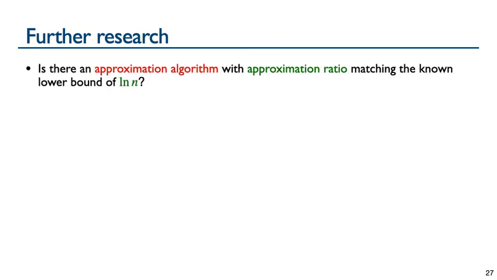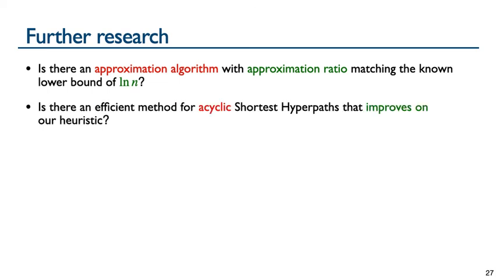There are a few avenues of further research on the shortest hyperpaths problem. From the NP completeness reduction for shortest hyperpaths, we know that any approximation algorithm must have an approximation ratio of at least log of n, where n is the number of vertices. Does there exist an approximation algorithm whose approximation ratio matches this known lower bound of log of n? Experimentally, our heuristic was only suboptimal on acyclic instances. We would like to know if there is an efficient heuristic for the acyclic version of shortest hyperpaths that improves upon our heuristic.